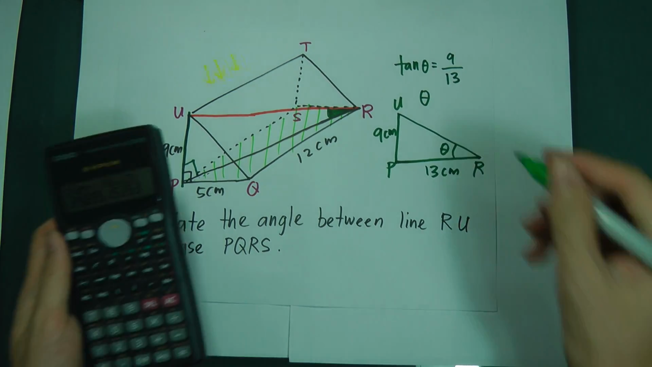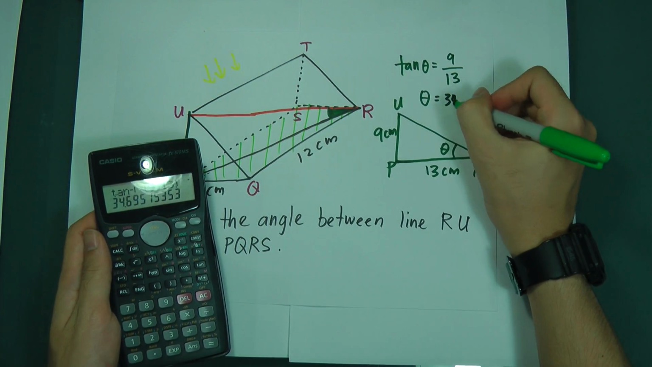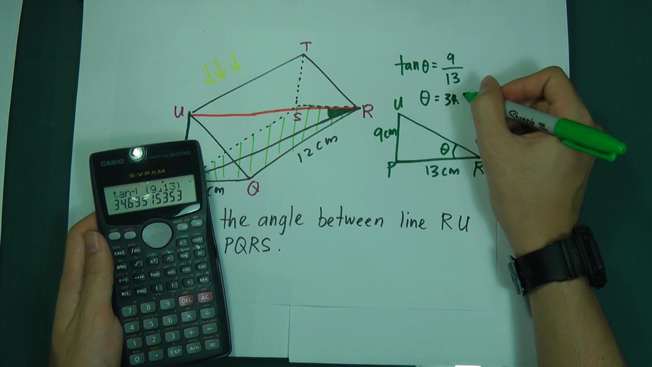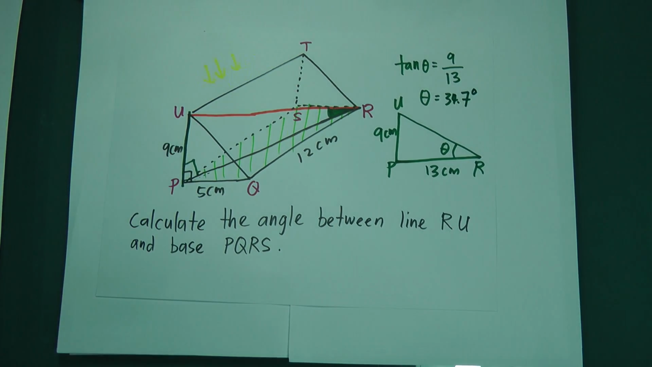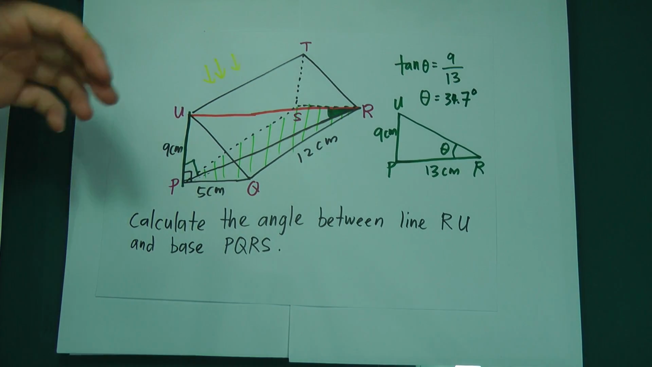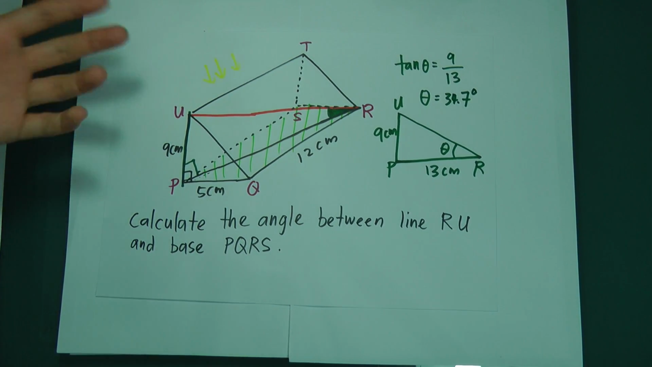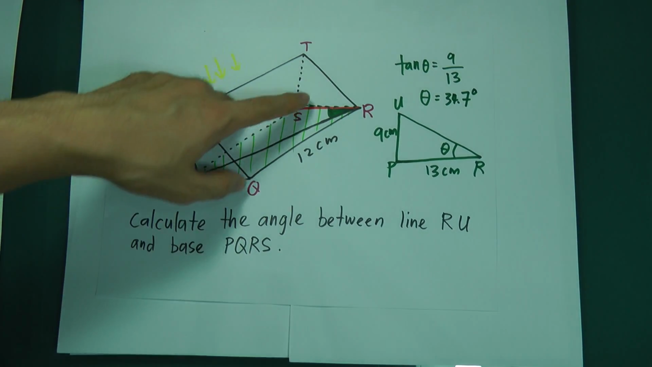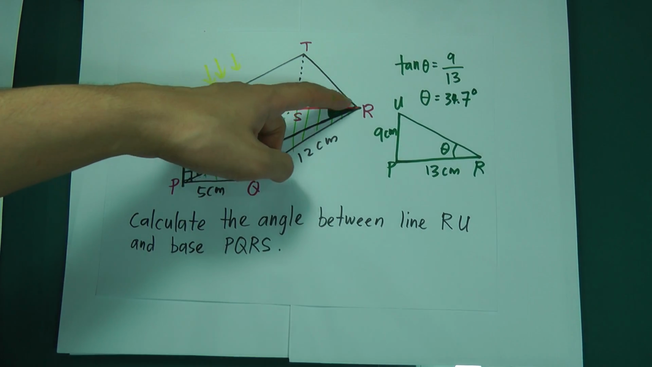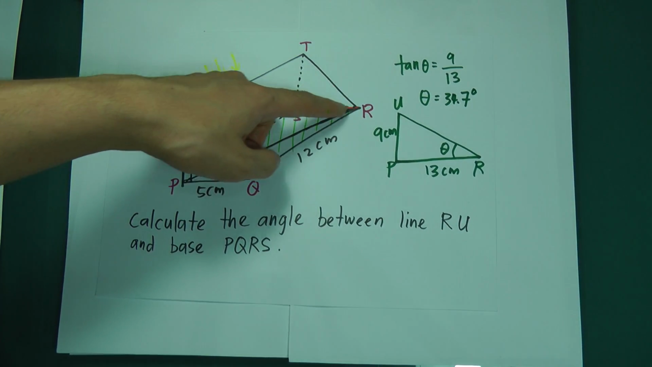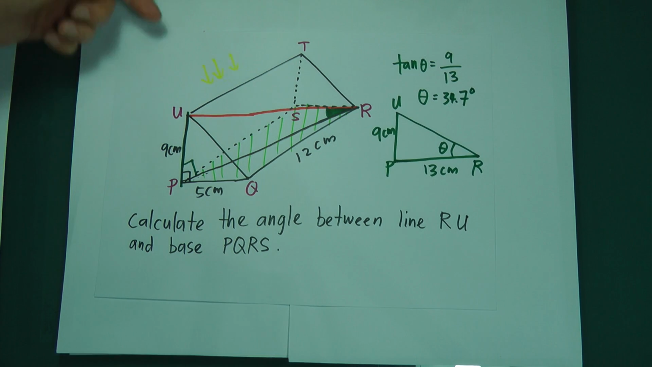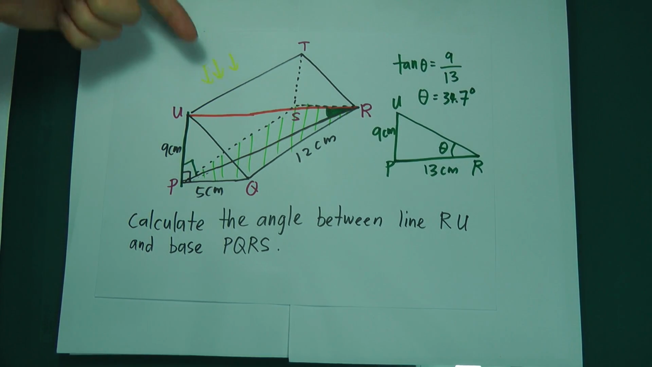Then you got the angle actually is 34.7. Okay, so I say the concept of the shadow and the light is very important. You have the plane on the bottom, and your line is standing like this, so your light should come from the top.